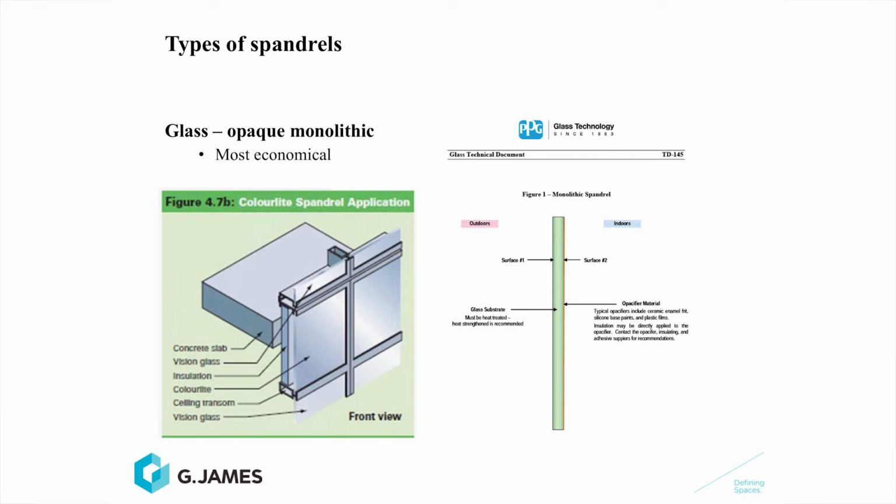Let's have a look first at some different options of glass spandrels. The most basic and cost-effective is a monolithic piece of glass with a ceramic frit paint to the inside face of the glass. Now that ceramic frit is very hard and durable, as we know. Will not fade. And you can use it as either an architectural feature, or you can use it to try to make the spandrel disappear and blend in with the vision glass.